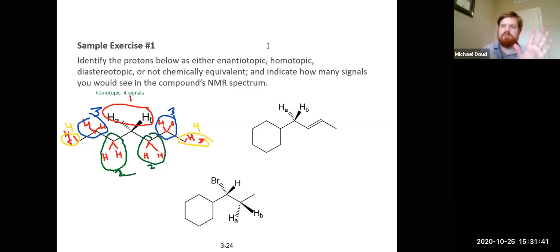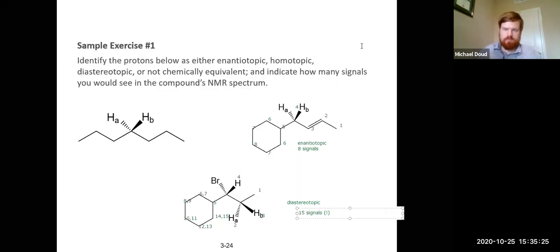I'm going to go ahead and pause. So let's take a look here. Starting up top, we've got HA and HB on the second one. If you do the replacement test, you end up with a pair of enantiomers, so that's enantiotopic, and that means they're going to have the same signal. So now we're going down the list here. We've got 1 signal on this methyl group, 2 on this alkenyl hydrogen, 3 over here, 4 for both of these, 5 for the carbon hydrogen on this one.